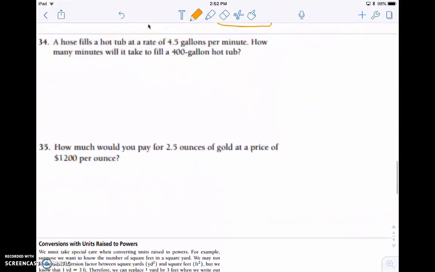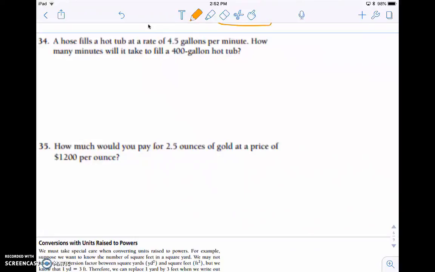Okay, I've got a couple more for us here, and then we're going to look at what happens when we raise things to powers, and that'll be in our third video. Okay, next one, a hose fills up a hot tub at a rate of 4.5 gallons per minute. Now when you see per, that word is usually meaning division. That says division, I promise. So that's going to be 4.5 gallons for every 1 minute, or 1 minute gives us 4.5 gallons.